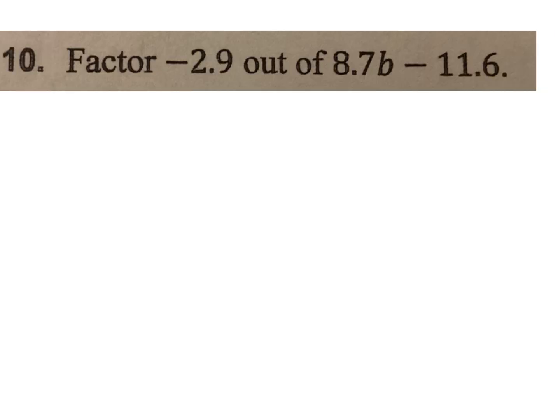Okay, here we have another factoring out. This one's tricky because it's a negative number, so we got to be real careful. We know we're going to factor out a negative 2.9, so that's going to go on the outside. Well, before I do that, I see that this is a minus 11.6. I'm going to add the opposite, so that becomes a negative 11.6. And so I'm going to take this term and this term, and I'm going to divide each by negative 2.9. And don't be afraid to use your calculator on this.